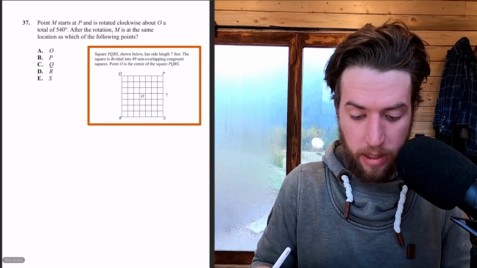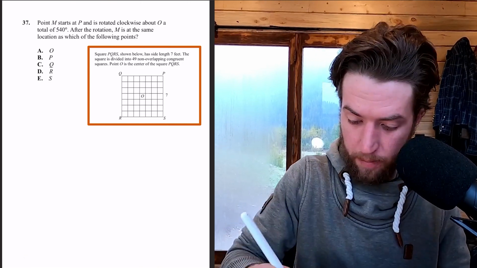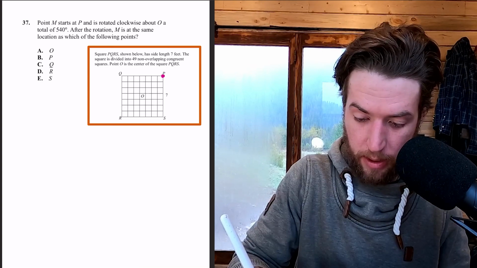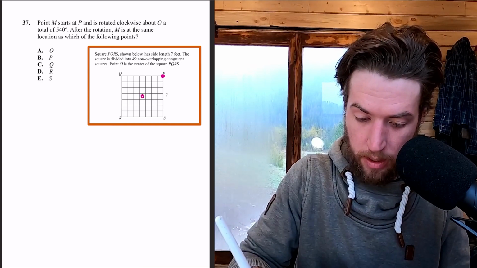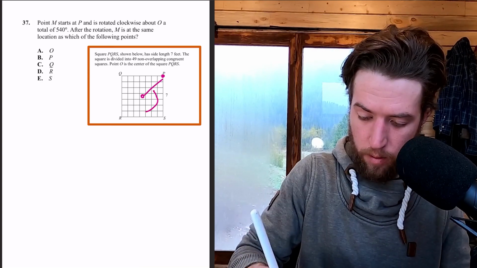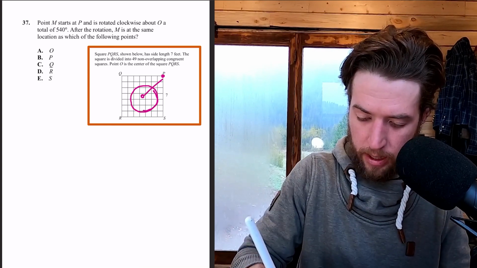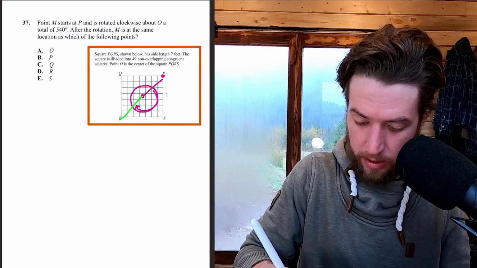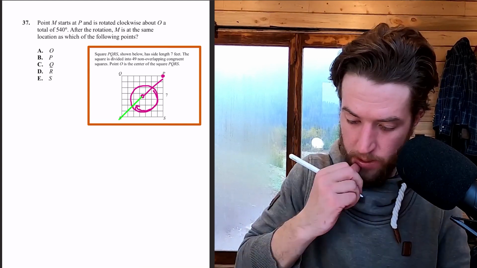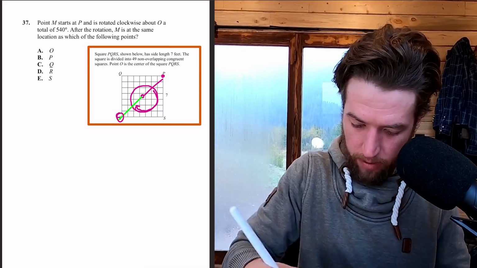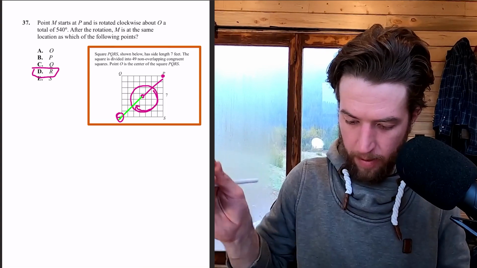All right, point M starts at P and is rotated clockwise about O, the origin, for a total of 540 degrees. So it's like all the way around 360, and then 540 puts you here. And I kind of just know this one because I'm a skier. If you ski or skateboard, you know what a 540 is. So that's at R. You can't really see it, it's hiding, but that's at R. All right, on to the next.